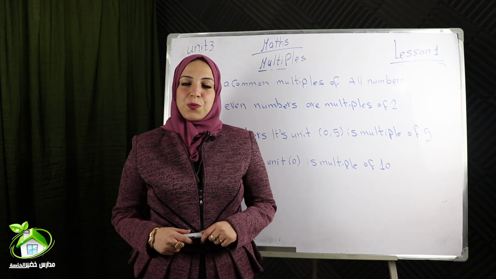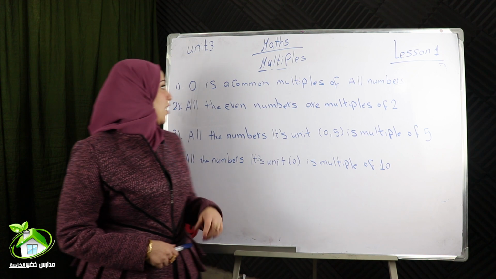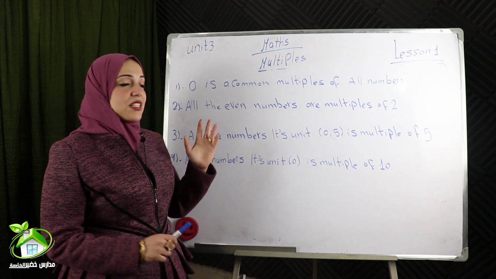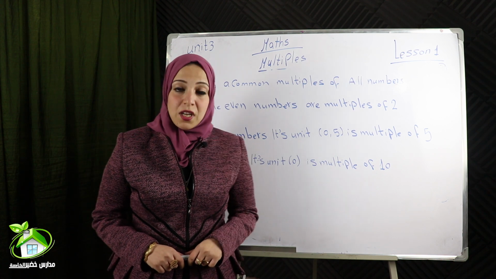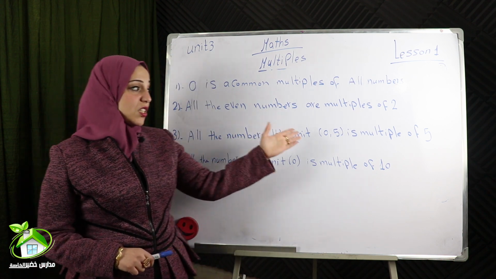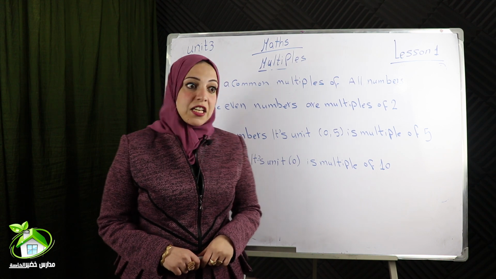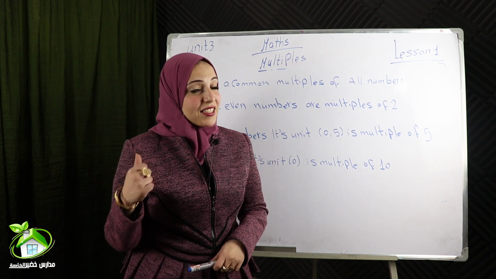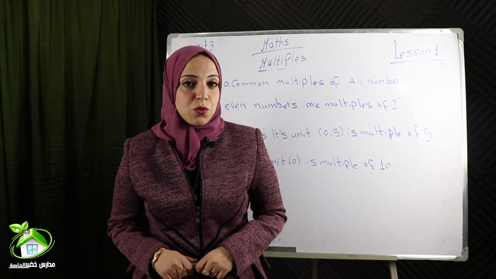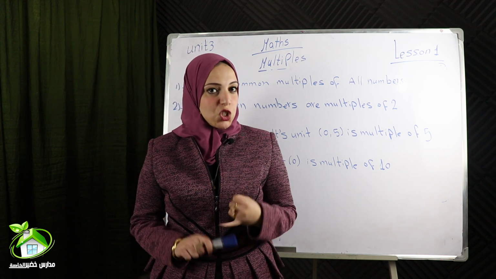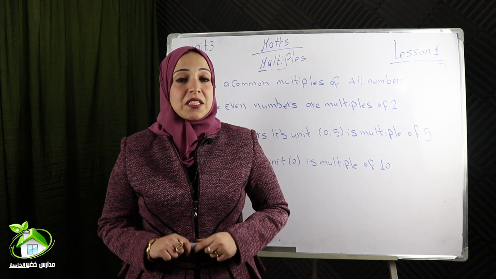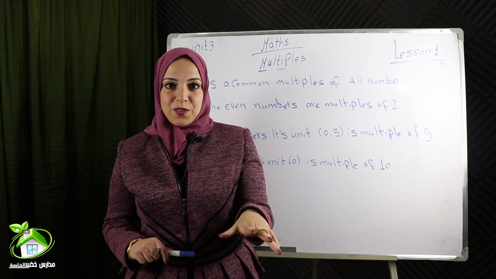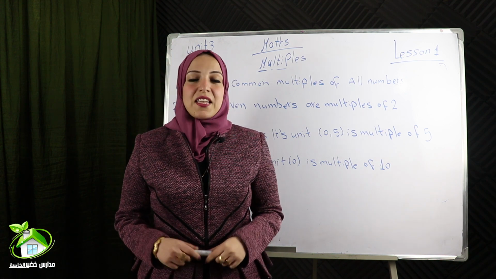Now I will revise the important points in our lesson. 0 is a common multiple of all numbers. All the even numbers are multiples of 2. Any number whose unit equals 0 or 5 is a multiple of 5. Any number whose unit is 0 is a multiple of 10. And if I want to know if a number is a multiple of 3 or not, I sum its digits. If I want to know if a number is a multiple of 4 or not, I determine the tens and units together.